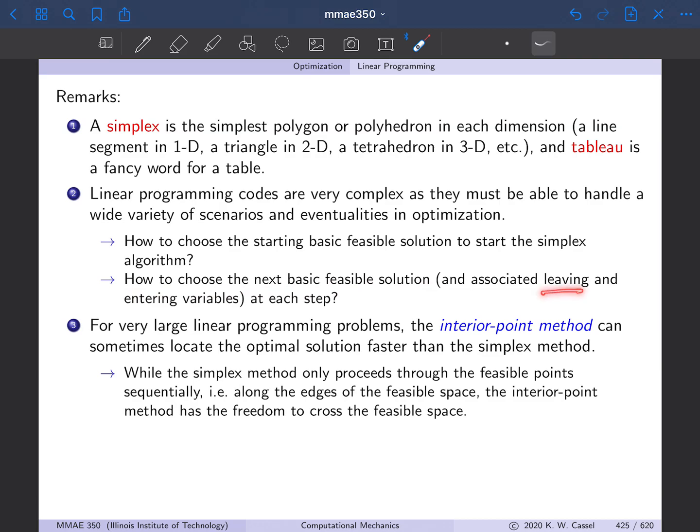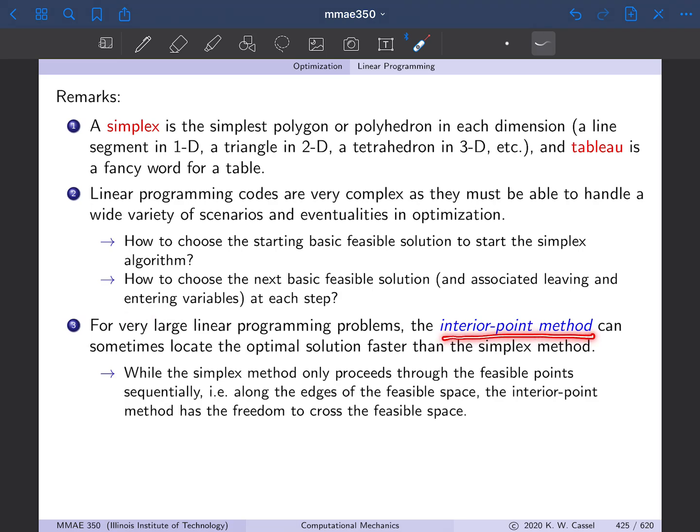So we have what are called leaving and entering variables. So every time you go from one vertex to the next, in this previous example, you're going to have one of the two variables leaving the non-basic set and one of them entering the non-basic set. So again, the algorithm has to determine how best to do that. There is a slightly more advanced technique.